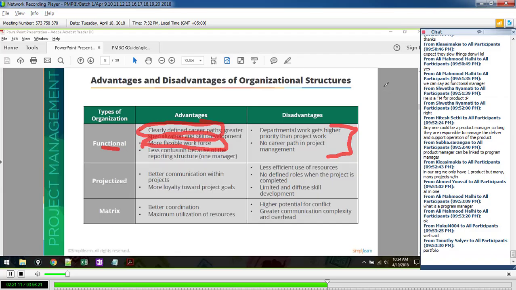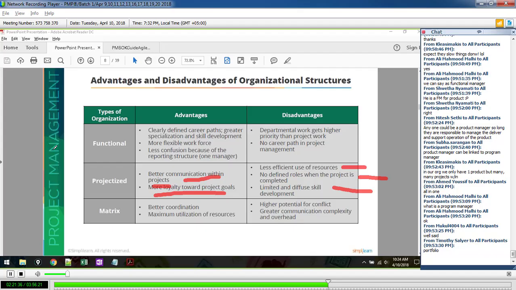In a projectized environment, there is better communication within projects and more loyalty to project goals because you don't have to return the resources back to their functions. But you may end up with less than 100% utilization of your resources. And when the project's over, no defined roles. And it's not a great place if you want to get deep expertise.